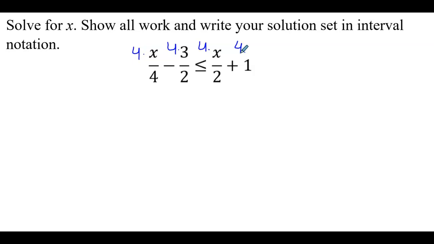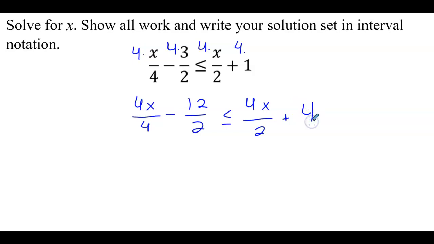Okay, so this becomes 4x over 4, which we know 4 divided by 4 will cancel out, but I'm showing all the steps here. And this becomes 12 over 2 is less than or equal to 4x over 2 plus 4. Now's the fun part. It all cancels out or simplifies. 12 divided by 2 is 6. And then 2x plus 4.